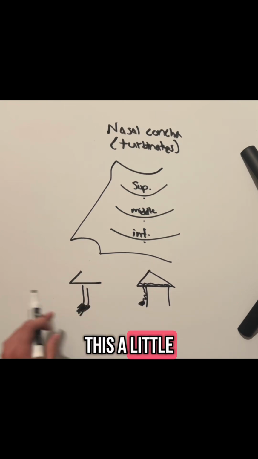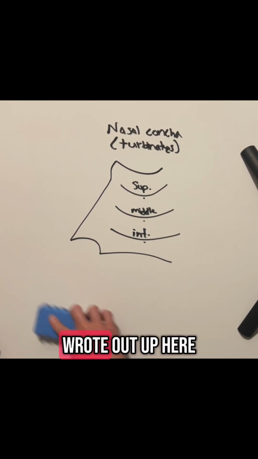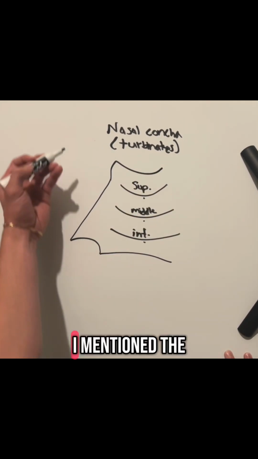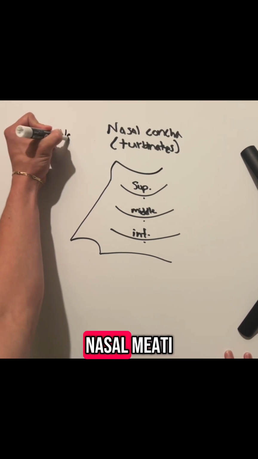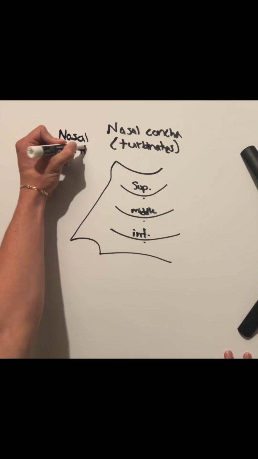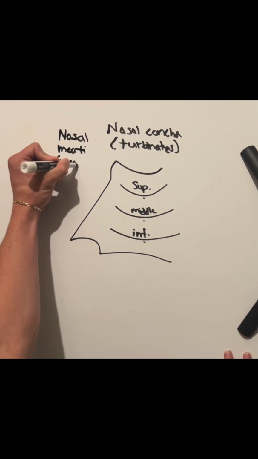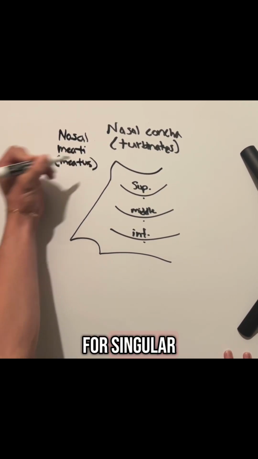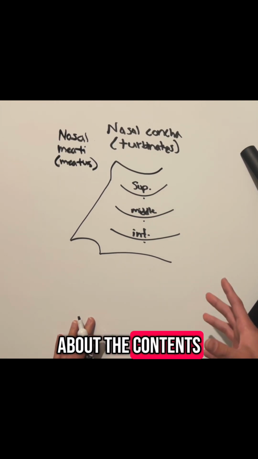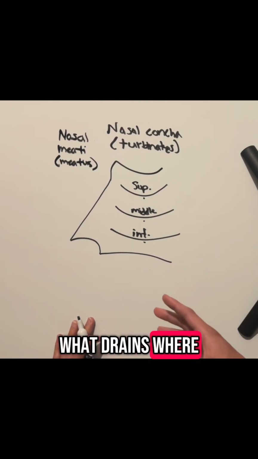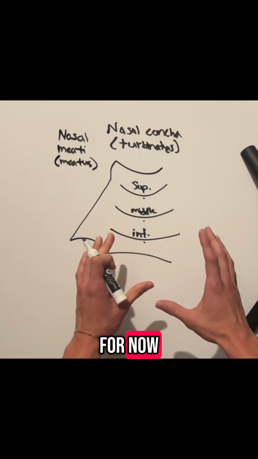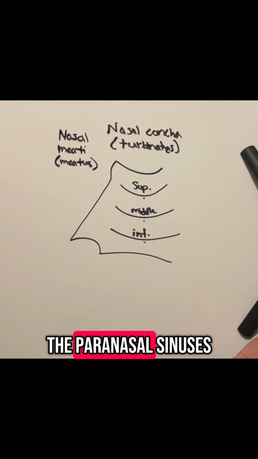Looking at this a little bit closer, just as I wrote out up here, we have the nasal concha or nasal turbinates, and I mentioned the nasal meati, or meatus for singular. Now we have to talk about the contents within them and what drains where. This is a separate concept. We're just going to keep this here for now, and now we're going to talk about the paranasal sinuses.